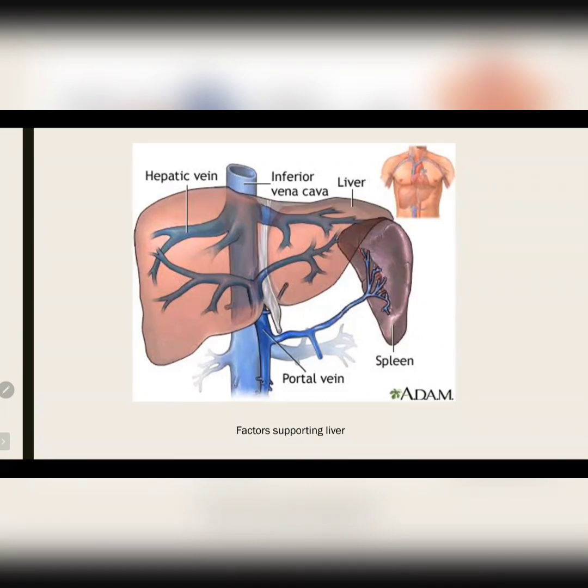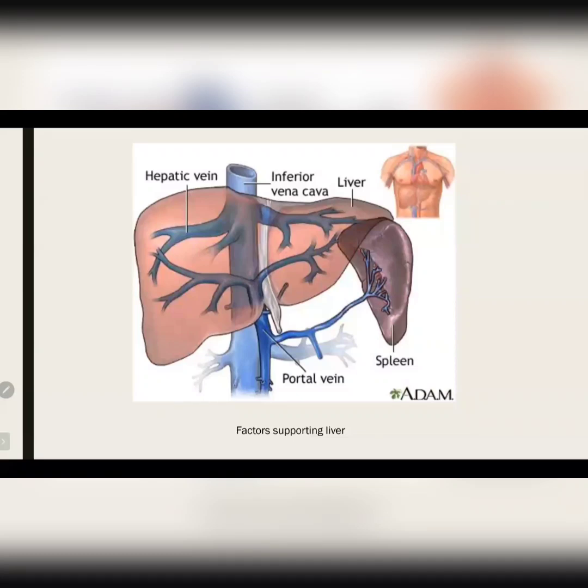What are the structures which will help to stabilize the liver in that position? Peritoneal ligaments. Yes, peritoneal ligaments is one factor. Any other? Hepatic vein. Yes. See, this inferior vena cava is a great vessel which is present in the abdominal cavity. So these hepatic veins, when they enter into the inferior vena cava, that also gives a degree of support to the liver. Yes, thank you. That's a good answer.